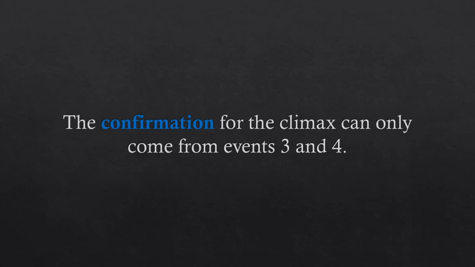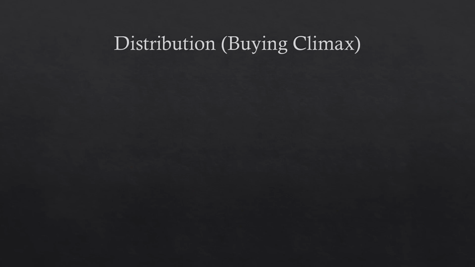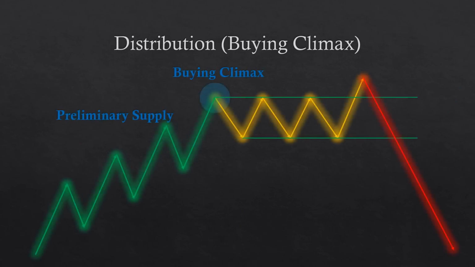In the overall sense, the climax comes after the preliminary stop. In the case of an accumulation, the selling climax will come after the preliminary support, as you can see in this illustration. In the case of a distribution, the buying climax will come after the preliminary supply.